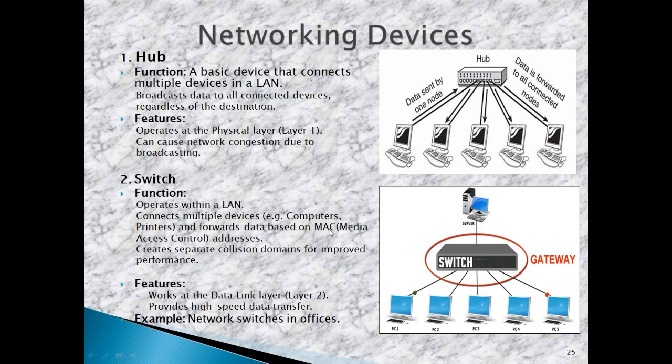So it uses what is called the MAC address, which is the Media Access Control Addresses, and sends each piece of information to the specific device that requires it. So the feature is it works on the data link layer because it works with MAC addresses. The hub works with the physical layer because it's just based on the devices connected to it. It also provides high-speed data transfer. Why? Because data is not scattered around, so there is no collision. It goes direct to the device that requires it.